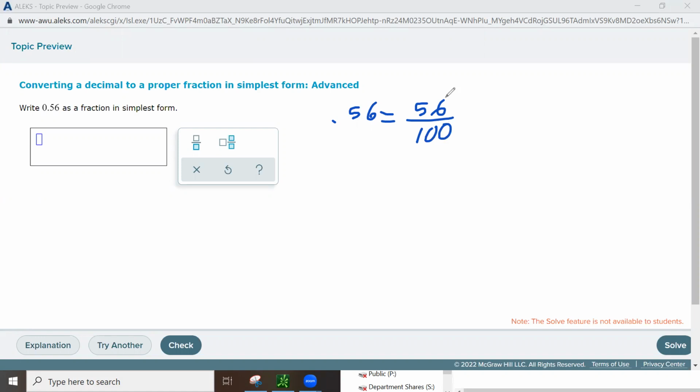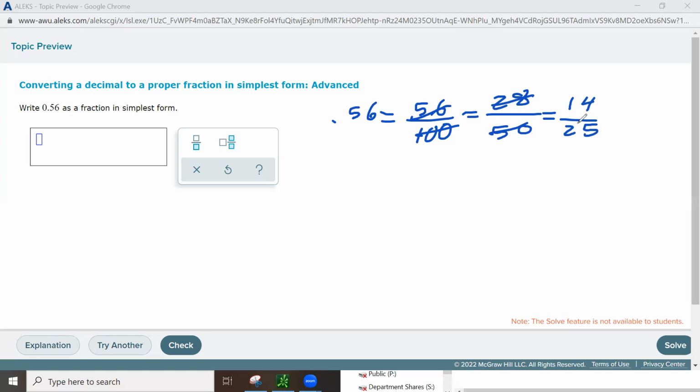Okay, so now we got to simplify. So what divides into 56 and 100? Well, they're both even, so 2. So 2 divides in 28 times, and 2 divides in 50 times. Anything divided into both of them? Well, they're both even, so 2. 2 divides in 14 times and 25 times.